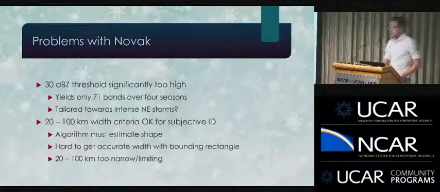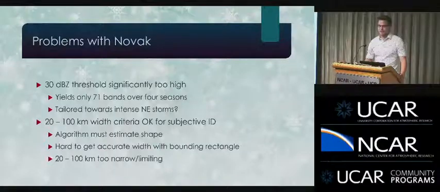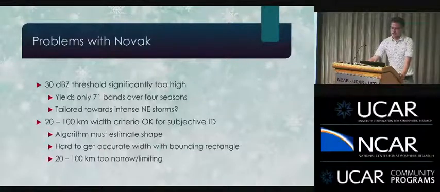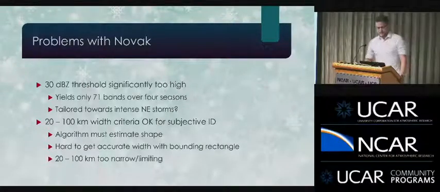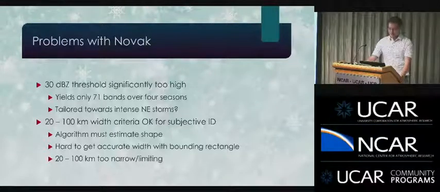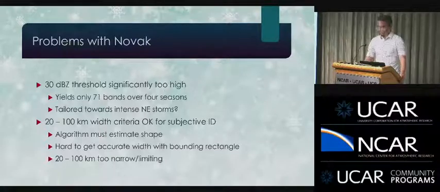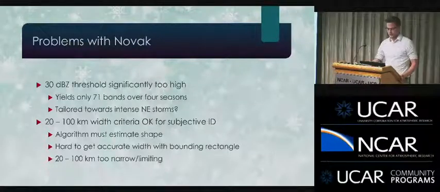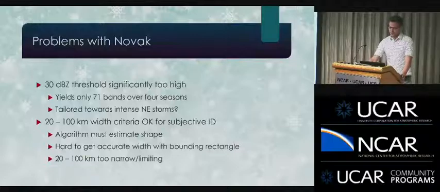The biggest problem is that a 30 dBz threshold is significantly too high. I actually ran my detection algorithm with a 30 dBz threshold for the 4 winter seasons we have, which is 2014 till 2018. When I did this, I only got 71 bands over 4 seasons. Even a cursory glance through some of the data will tell you that there are more than 71 bands over the 4 seasons. I think the reason he chose such a high threshold is that he was mainly focused on pretty intense storms in the Northeast, whereas we're focused on a much larger domain. So we need to adapt that threshold for our study.